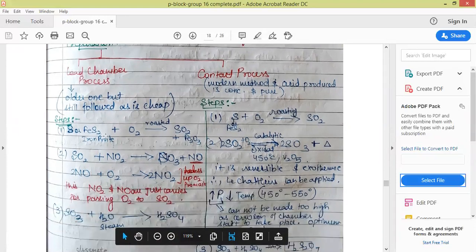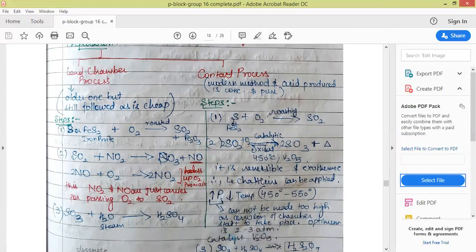There are two ways to prepare sulfuric acid. Two processes are there. The first one is the lead chamber process and the second one is the contact process. The lead chamber process is a pretty old process, in which sulfuric acid is obtained not in very pure form. So this is a cheap method, and the contact process is a modern method where acid is produced in concentrated and pure form. We'll be discussing both the processes in detail.